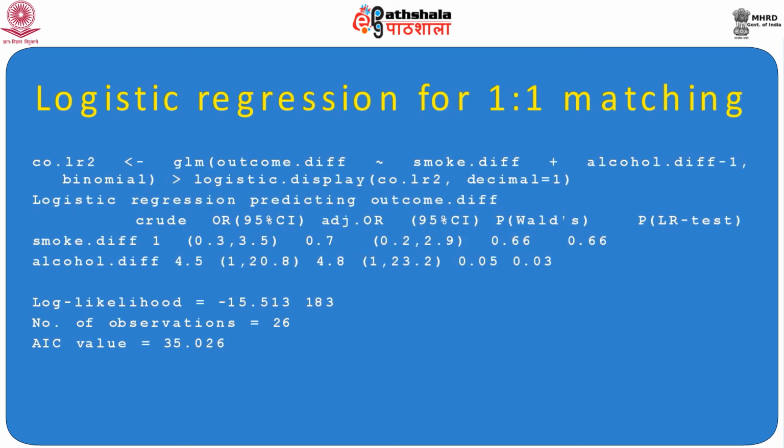Other steps, now we are using this adjusted model. Initially we had used smoke.diff only, now we are using smoke.diff and alcohol.diff, again with binomial logistic, and logistic.display is used. As a result, we are getting the odds ratio for smoke.diff as 1 and alcohol.diff as 4.5, whereas the confidence interval is 0.3 to 3.5 for smoke.diff and 1 to 20.8 for alcohol.diff. So again, alcohol has no role for cases, because the odds ratio confidence interval is coming not significant.